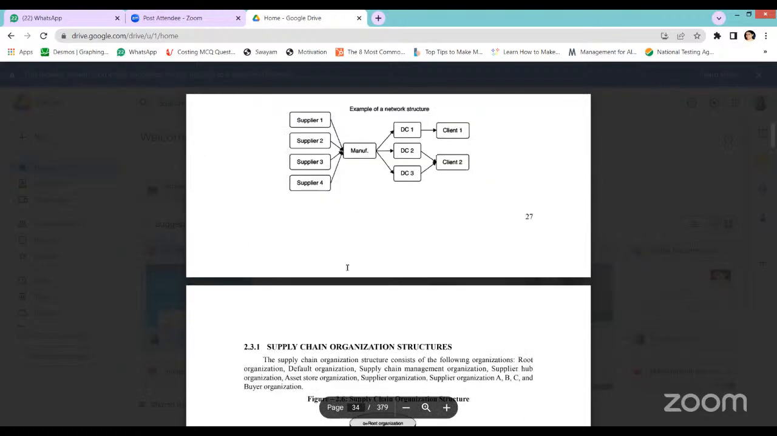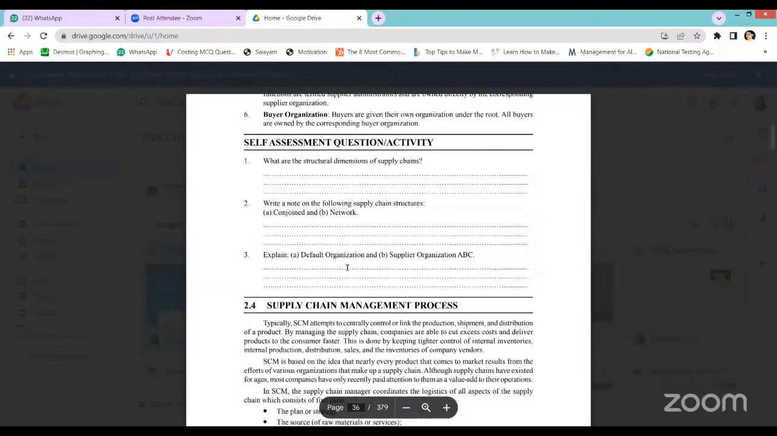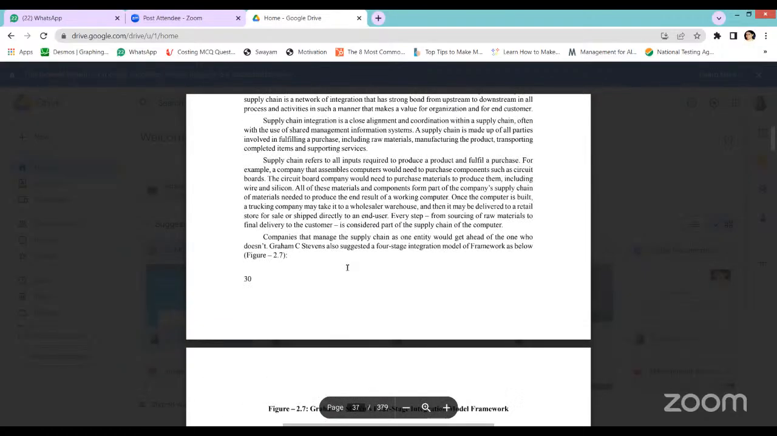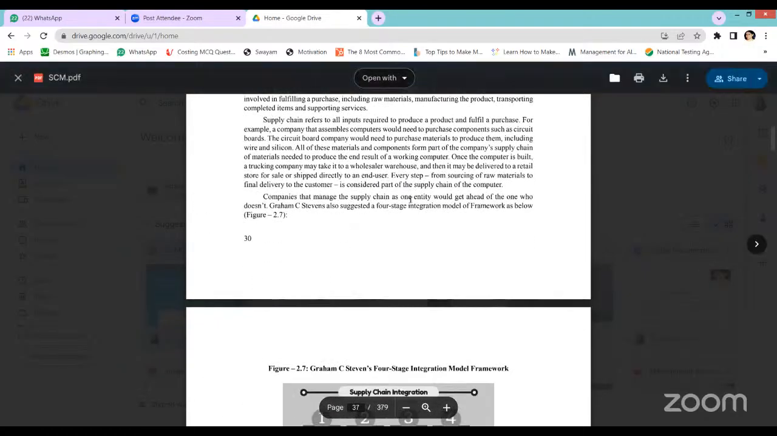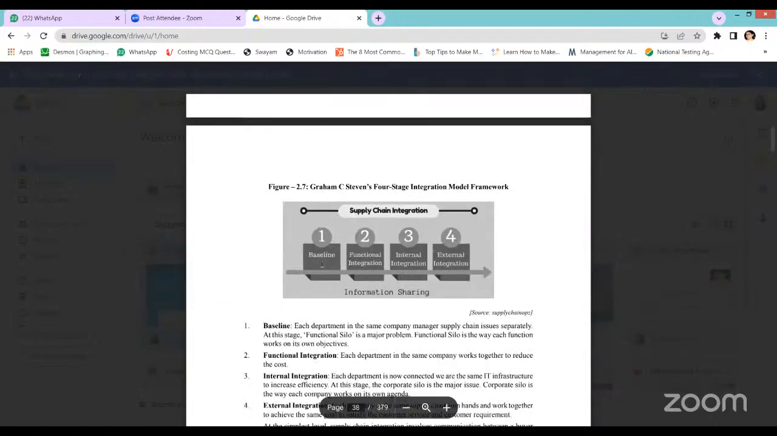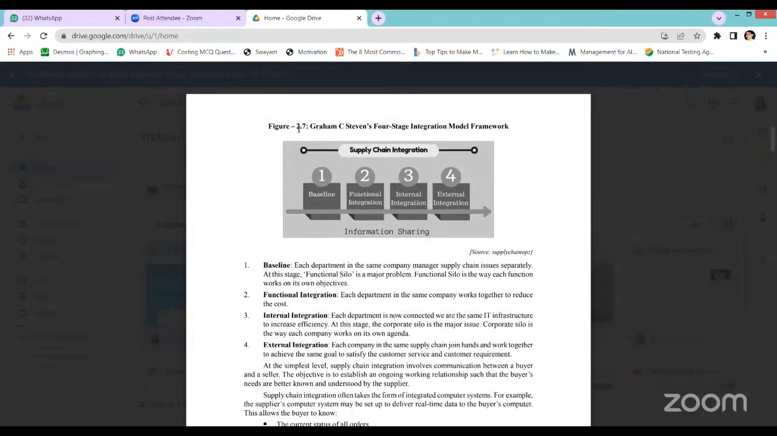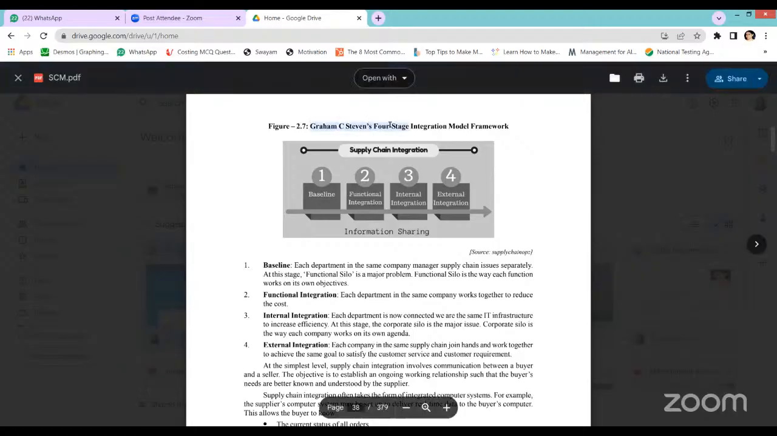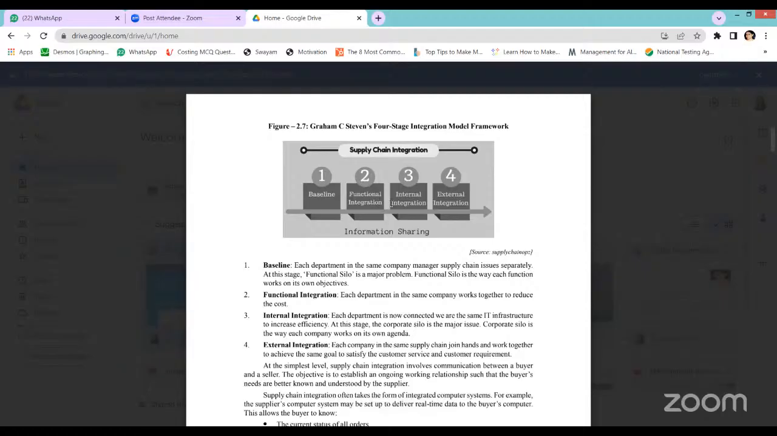Right. So this supply chain integration. See here, baseline, the Graham C. Stevens four-stage integration model. Okay, you may ask the question also. So Graham C. Stevens, what is the four-stage? They may not mention these four stages also. Graham C. Stevens integration model of supply chain explained. Then what are the four stages? Baseline, functional integration, internal integration, external integration.